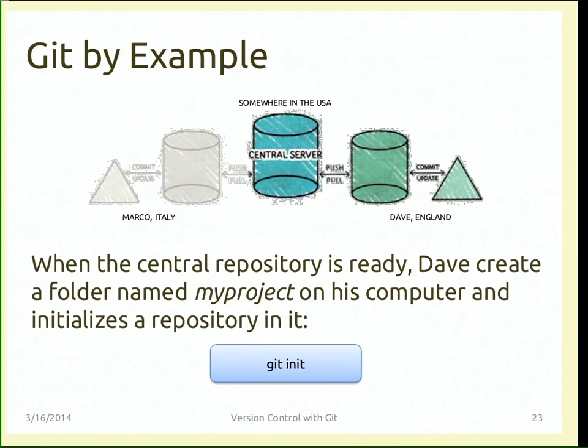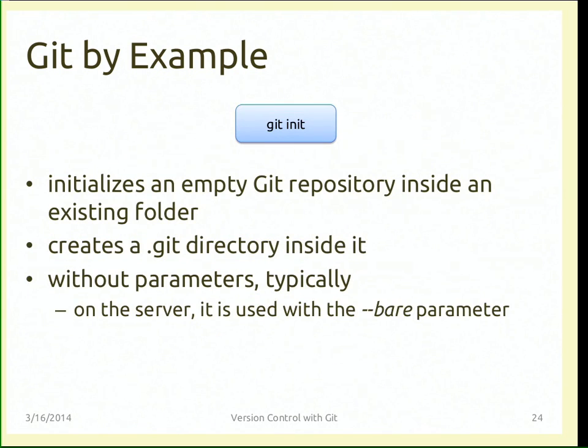So Dave picks up his computer and creates a folder, wherever he wants, named, for example, my project, as Dave did on the central server. Go into the folder and type git init. Git init initializes an empty repository inside the folder, so it's important to have a folder before. Initialize means that it creates a hidden folder named .git inside the existing folder. This command is typically typed without any parameter. Only on the server, it's used with the --bare parameter. On your PC, it's just git init.